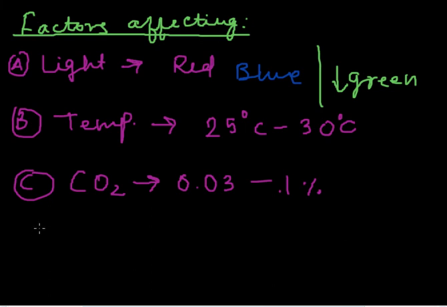Okay, now the next factor, oxygen. Higher concentration of oxygen inhibits photosynthesis, because as we see in the reaction of photosynthesis that O2 is a byproduct. So when O2 increases, photosynthesis is inhibited.